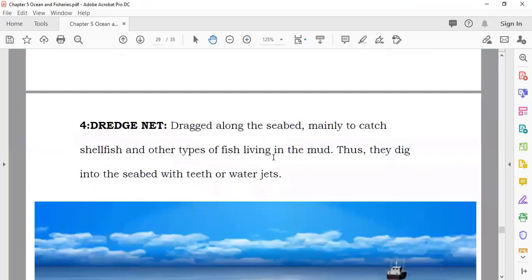Again, drag along the seabed. Drag means you will pull something by dragging along the seabed, mainly to catch shellfish and other types of fish living in the mud. So this type of net is used when they want to catch special types of fish and other organisms which are living in the mud or very close to the surface of the sea.